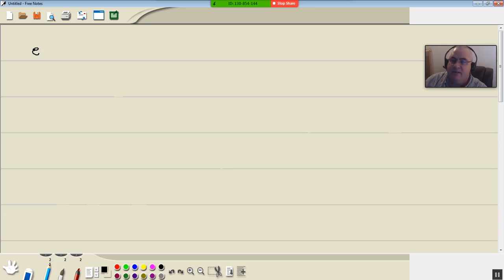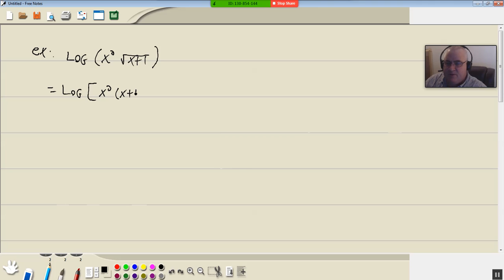In some cases, you'll start off with a single log. And these properties apply no matter what your base is. This is base 10. Now, first off, we know we don't like radicals. So the square root of x plus 1 we rewrite as x plus 1 to the 1/2.